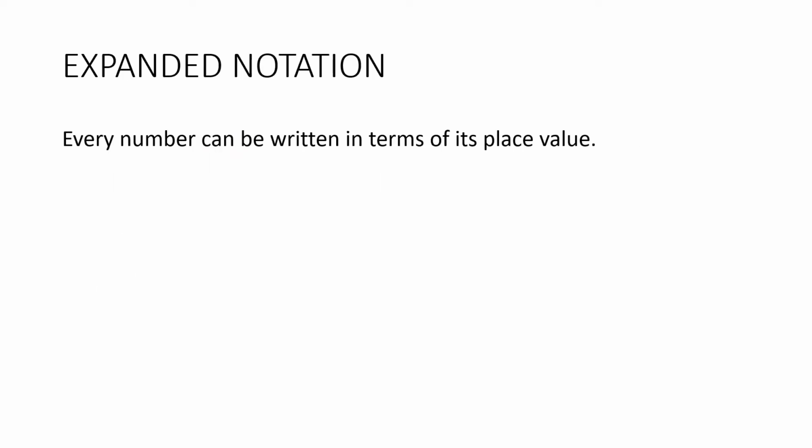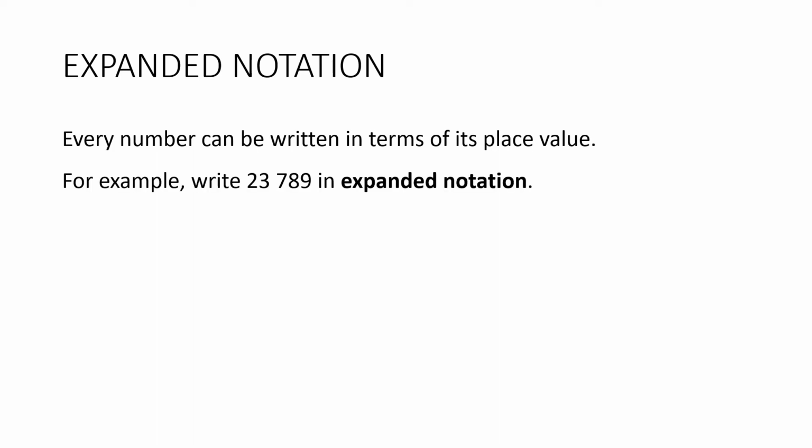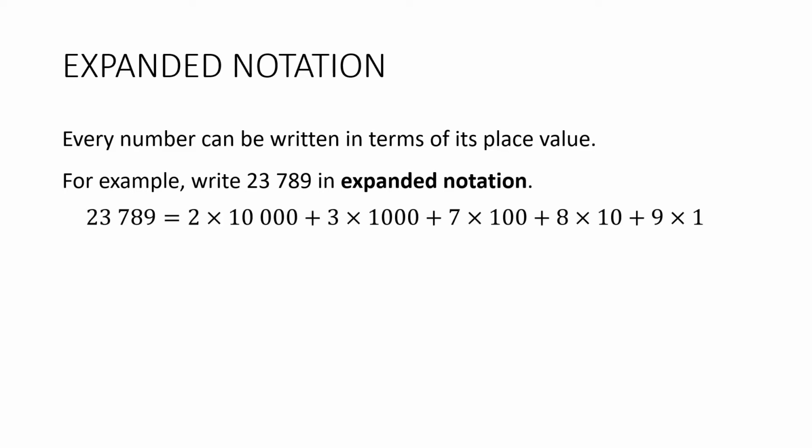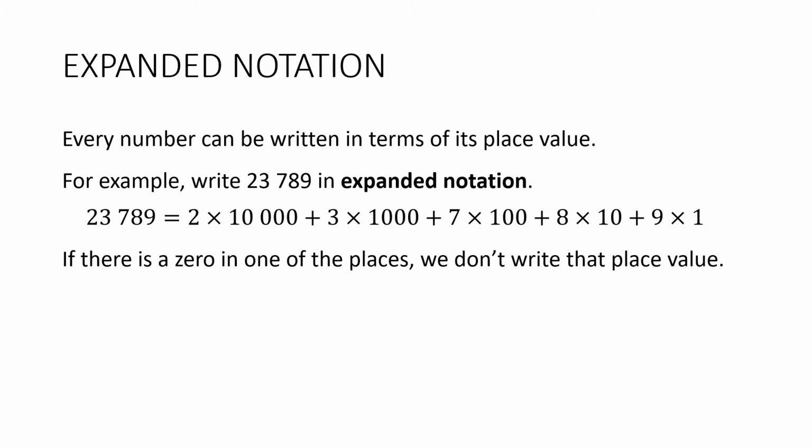Now every number can be written in terms of its place value, and we call this expanded notation. So if we want to write the number 23,789 in expanded notation, this is what we'd write. Looks a bit complicated, doesn't it? So this is the 10,000s position, so 2 times 10,000 plus 3 times 1,000 plus 7 times 100 plus 8 times 10 plus 9 times 1. So this is expanded notation, and we call this a basic numeral. Now if there's a 0 in one of the places, we don't write that place value.